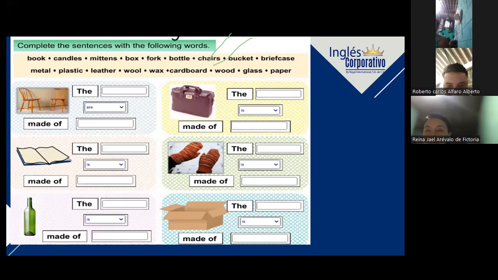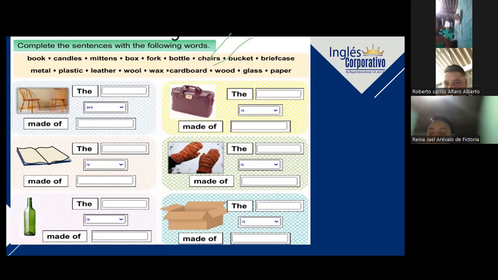Okay, great job. Well, how do you say piedra in English? Stone. Yeah, made of stones too. Yeah, definitely. Next one, number two. The book is made of paper, right? Okay, next.